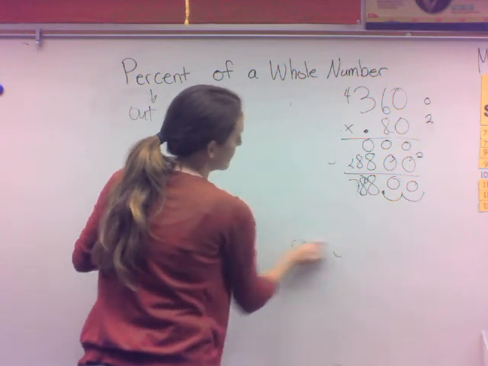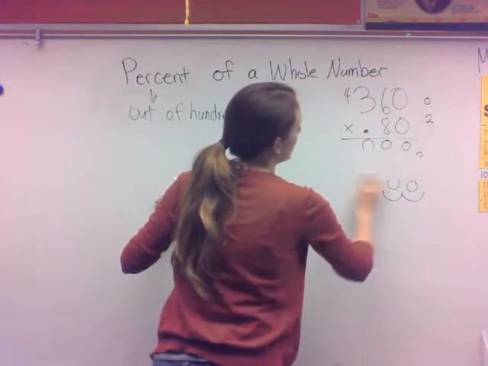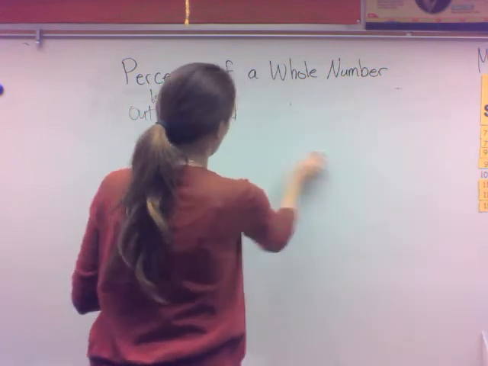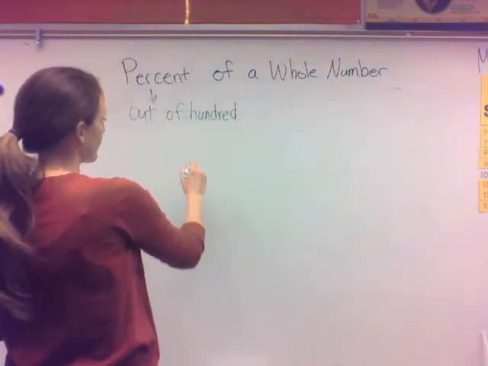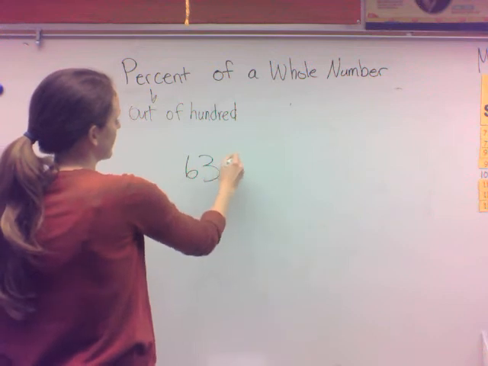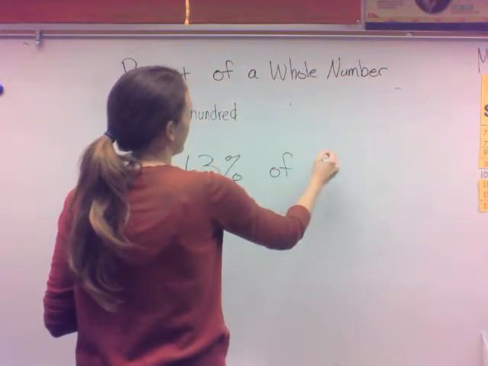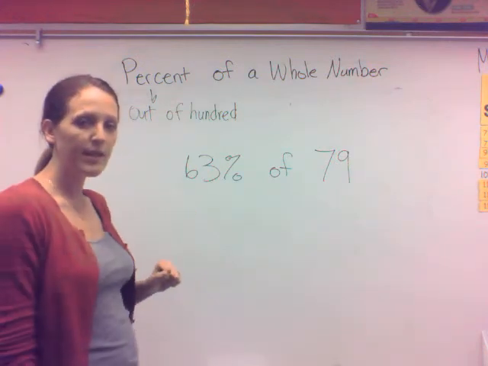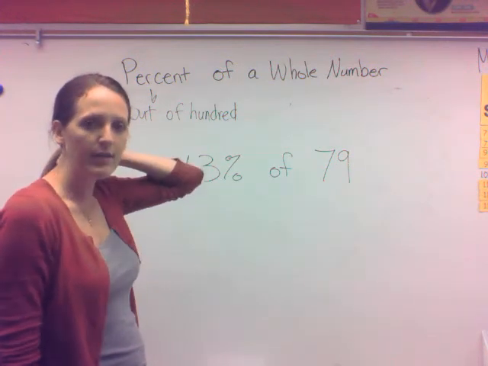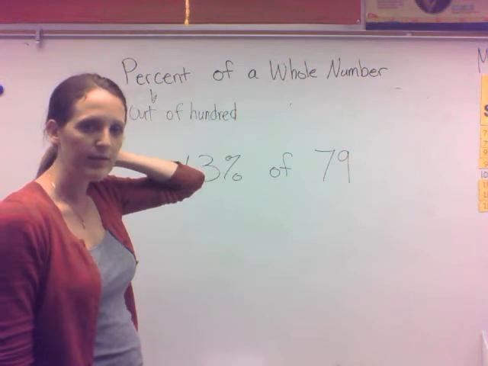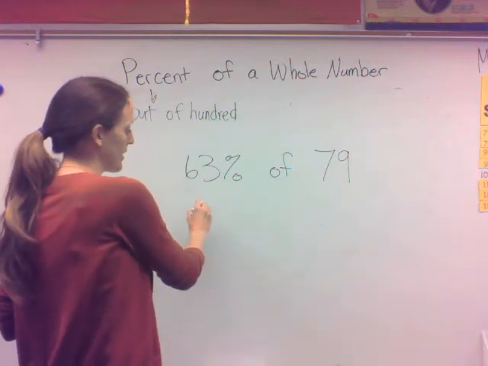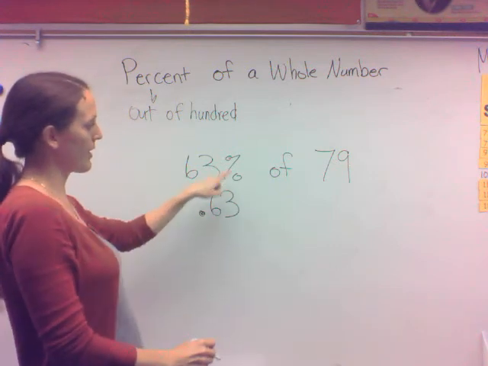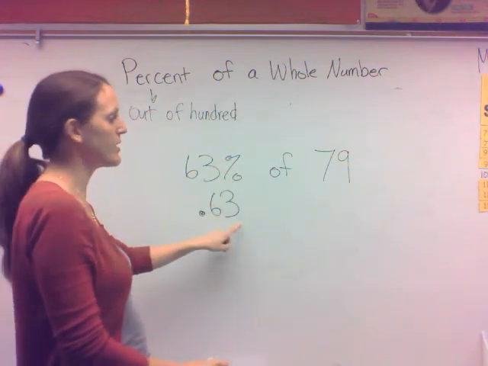I'm just going to look at one more problem that doesn't use a nice even 100. We're going to look at what happens when it doesn't end up quite so even. So 63% of 79. Right? 63% of 79. 63%, we change it to a decimal and it becomes 0.63 because this means 63 out of 100 and this is 63 hundredths.